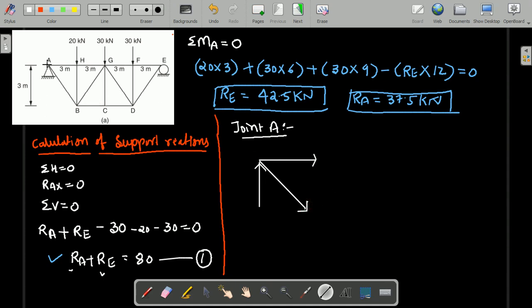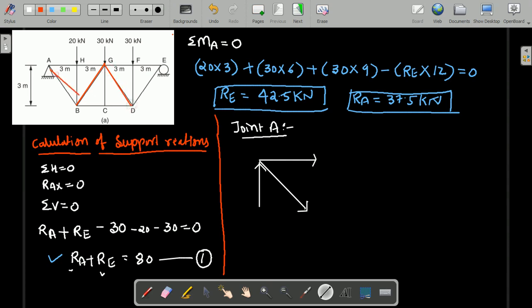We need to assume initially that whatever forces are moving away from the joint, we consider as positive. So if we get a negative value, it indicates that the axial force we considered is in compression. And similarly here also you need to find out the inclination of the inclined members.